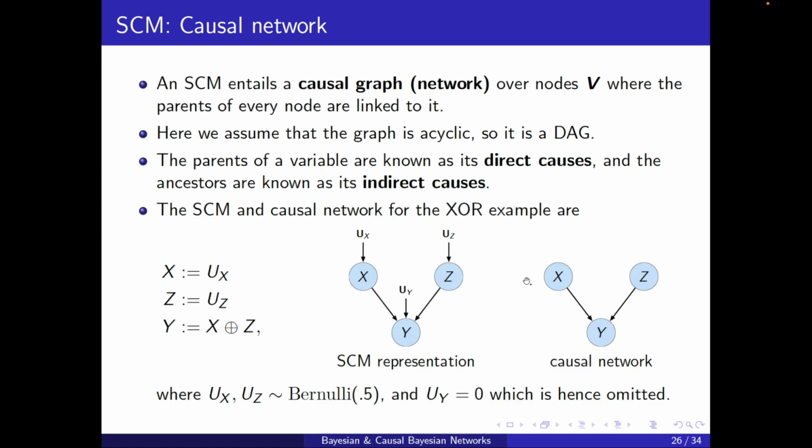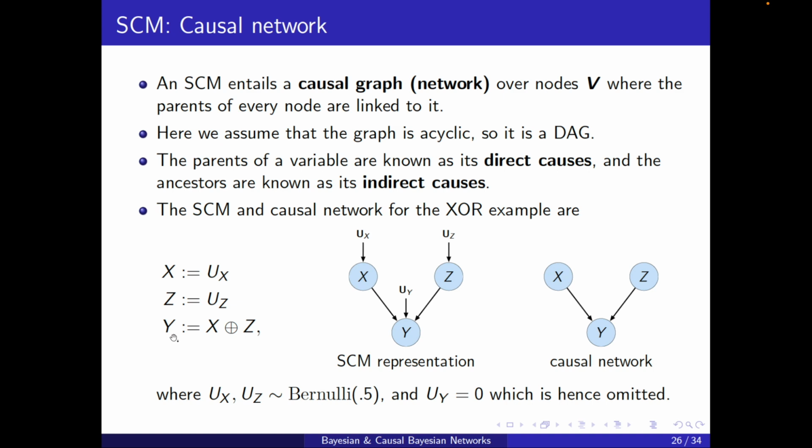Here is an example. The SCM and causal network for the XOR example are here. So we have the SCM representation. X and Z were causing Y, and X was following a Bernoulli distribution, so I will have X equal to its exogenous parent U_X, where U_X is following a Bernoulli distribution, and same with Z. And for Y, I have that it's an XOR function of X and Z. U_Y is 0, so I'm not writing it down here. And well, this will be my causal model.